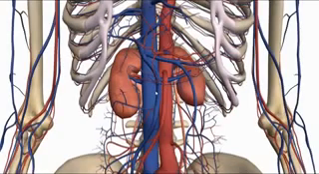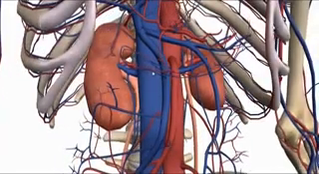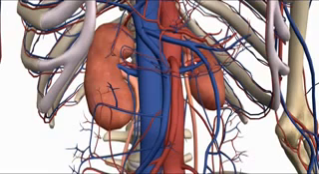I've just brought in the cardiovascular system here, and you can see the large inferior vena cava and the abdominal aorta here, and coming off it you can see the renal veins and arteries on either side entering the hilum together with the ureter.